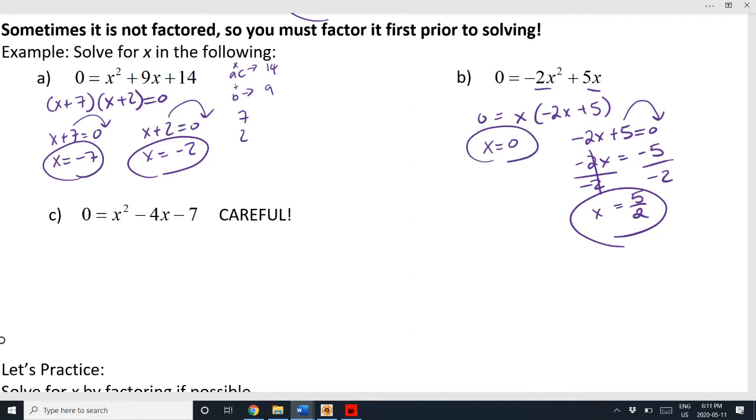Let's try C. Can we think of numbers that multiply to a times c, which equals negative 7, but add up to b, which is negative 4? So let's go through our factors here. If you don't know them, we know we have 1 and 7, and then 7 and 1.